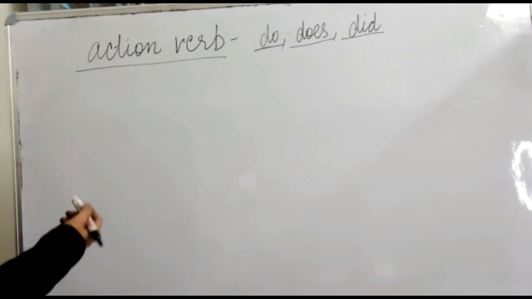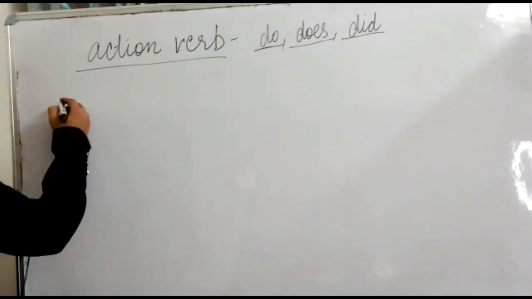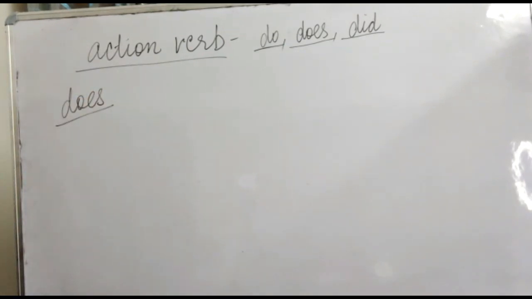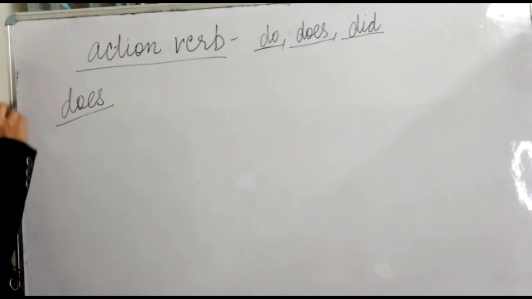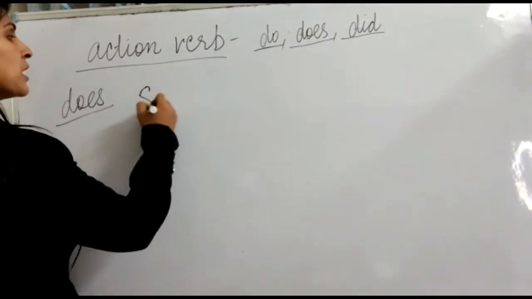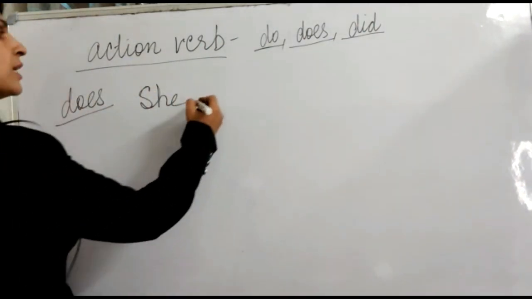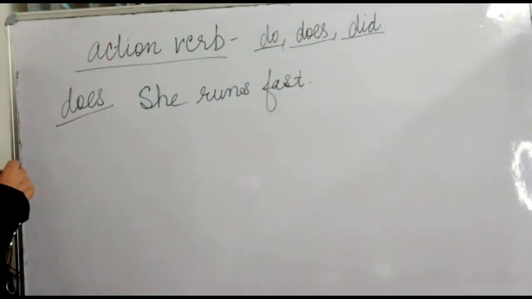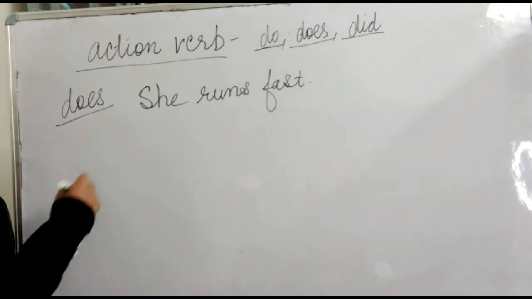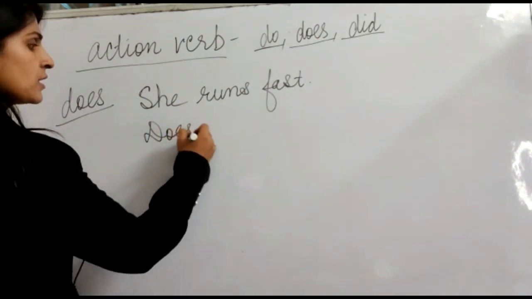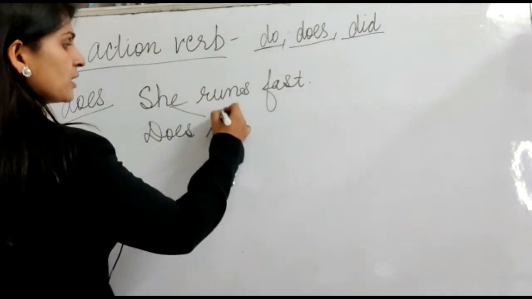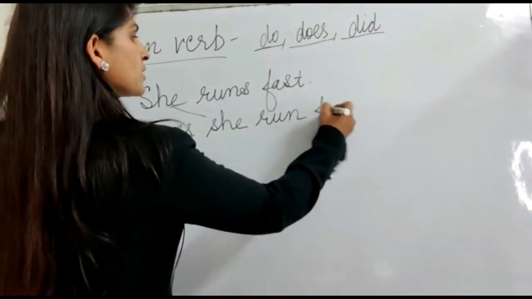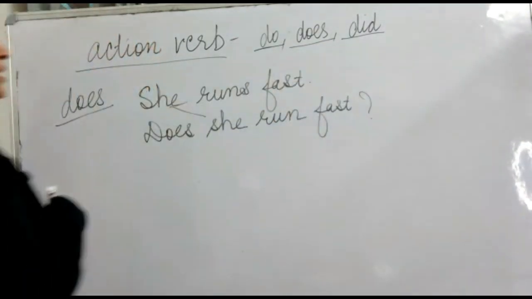Now let's see, when do we have to start the interrogative sentences with does? When will we start the interrogative sentences with does? In the previous part we had the plural subject, and in this part we have the singular subject. She runs fast. How will we change it? We will change it in a way that it will start with does. Does, and then the subject. Does she run fast? And then the question mark.